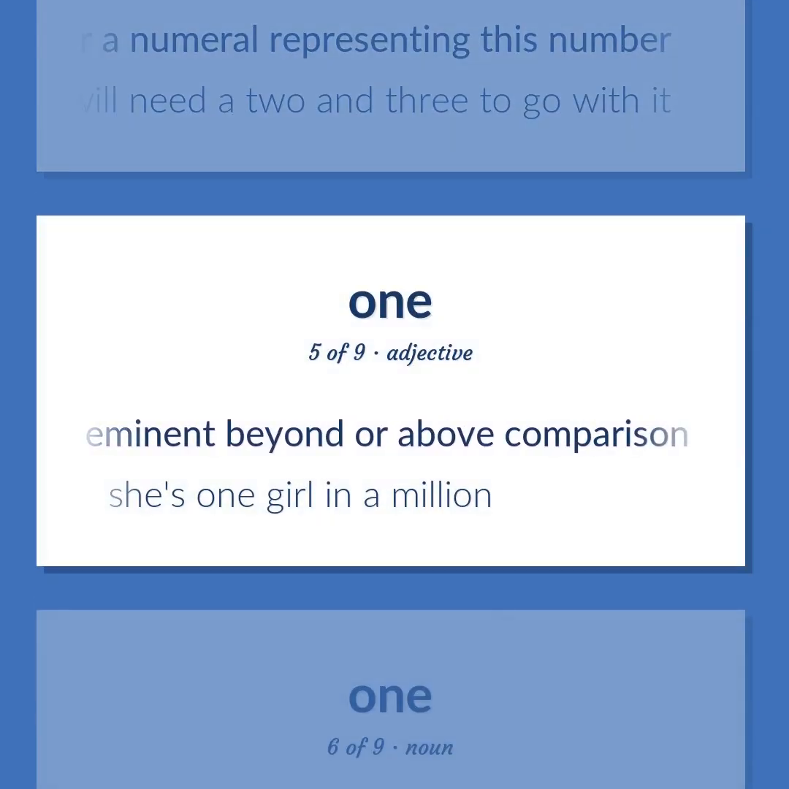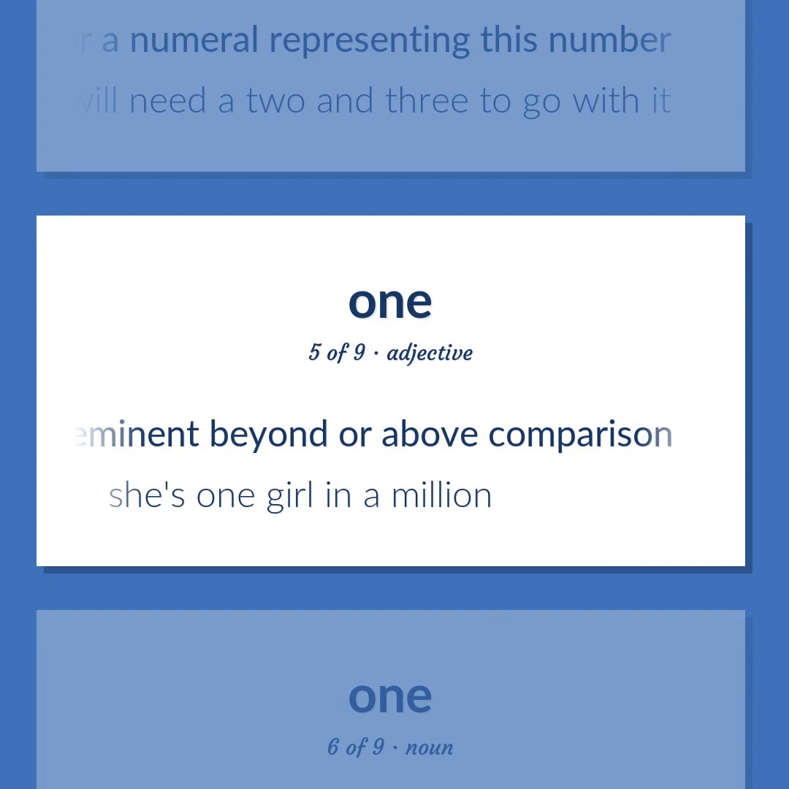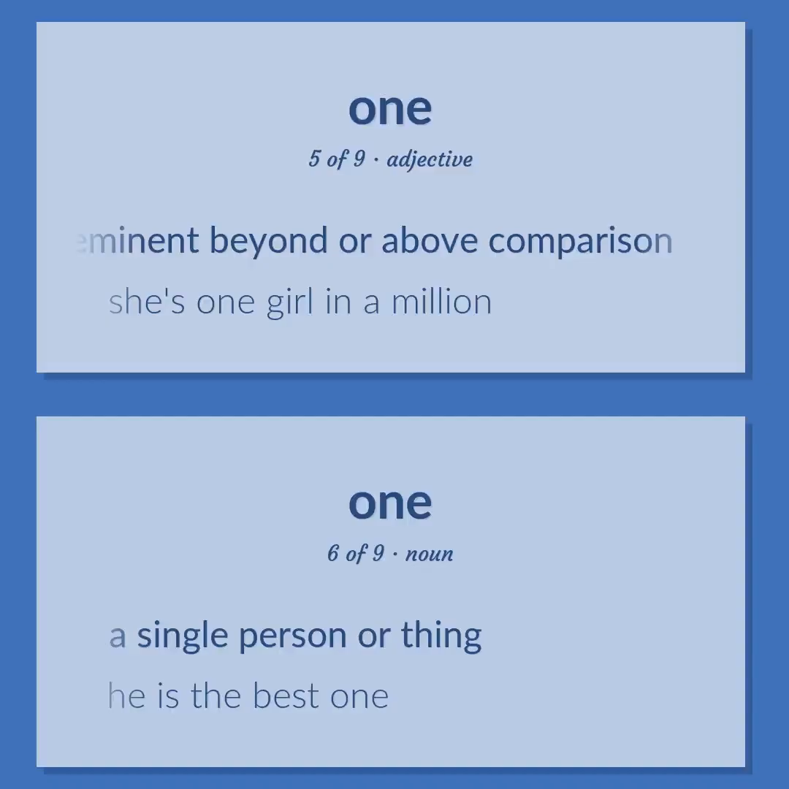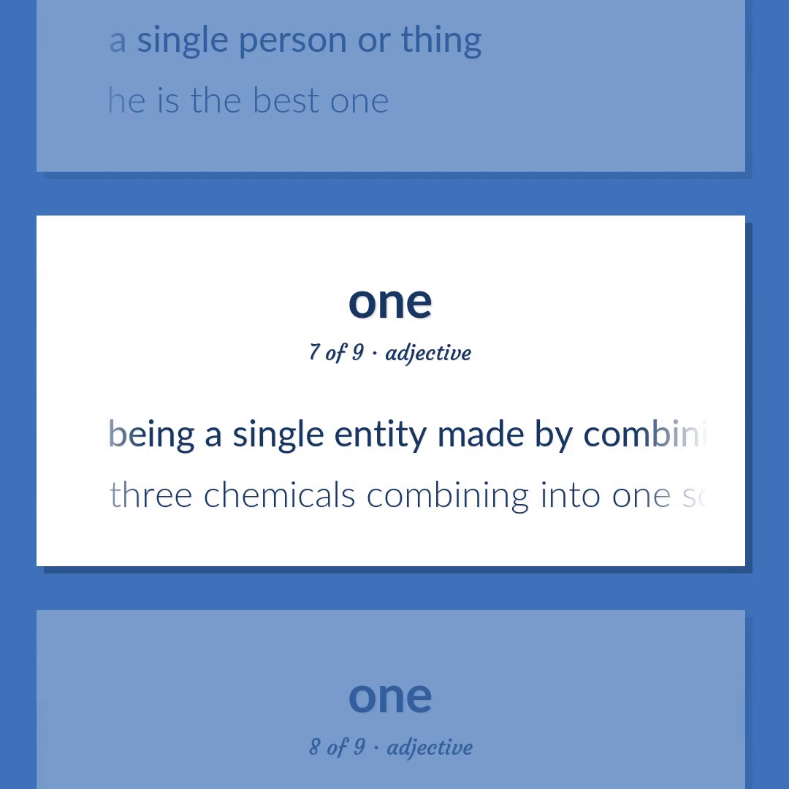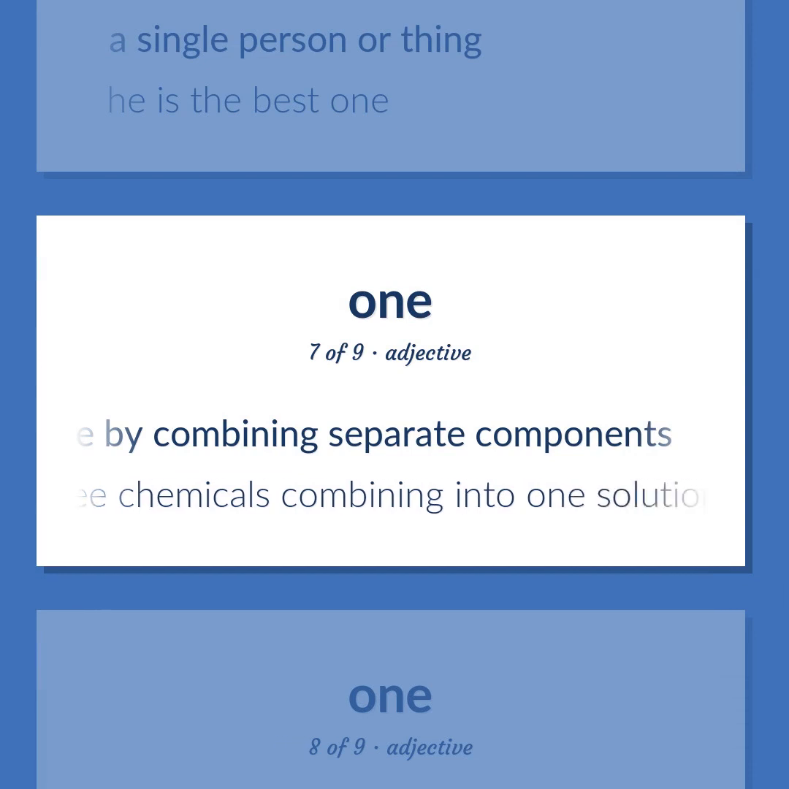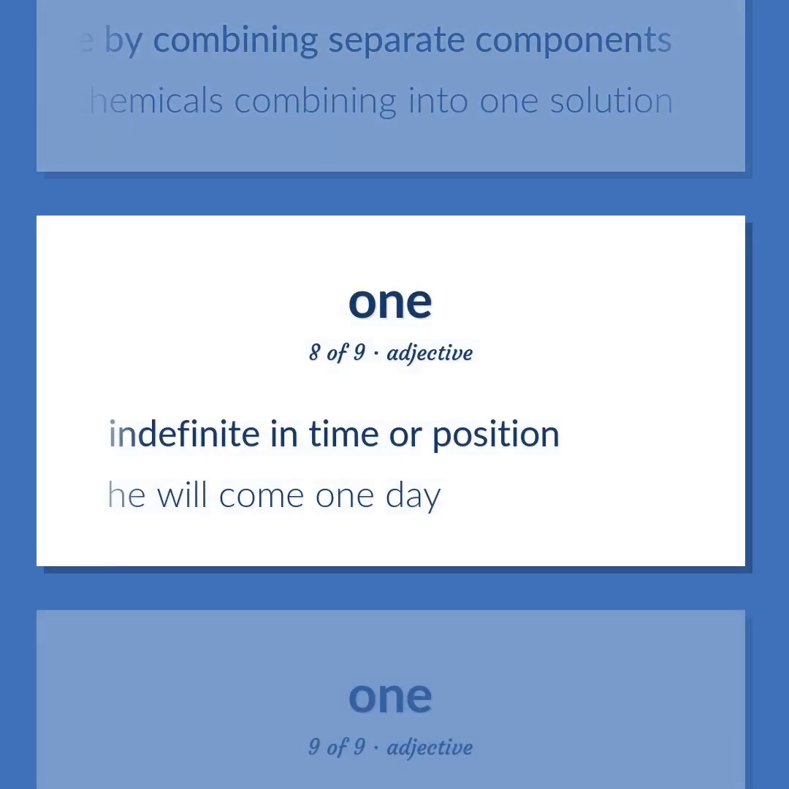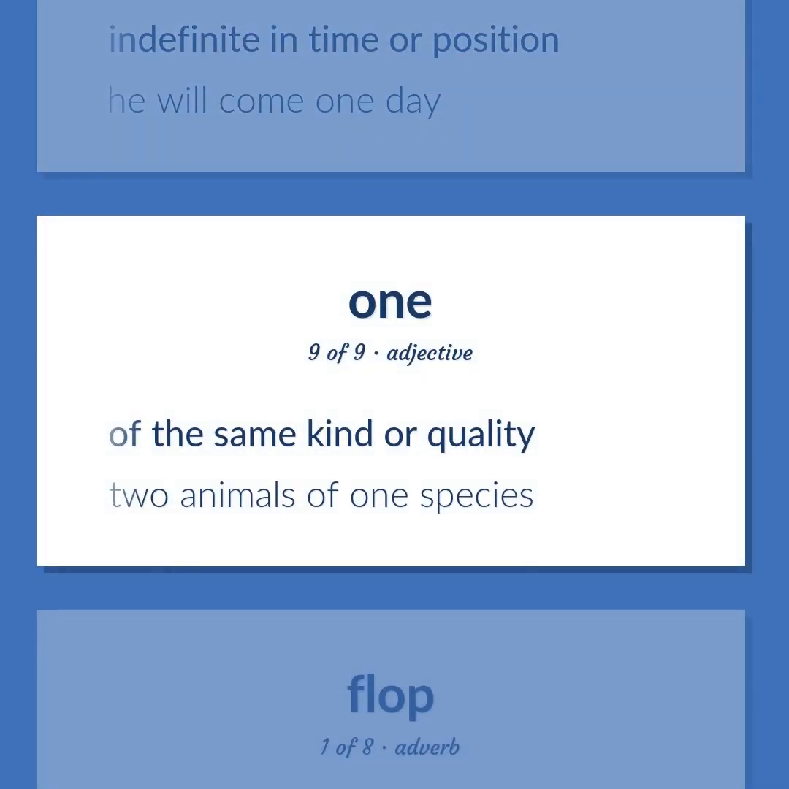Eminent beyond or above comparison. She's one girl in a million. A single person or thing. He is the best one. Being a single entity made by combining separate components. 3 chemicals combining into one solution. Indefinite in time or position. He will come one day. Of the same kind or quality. 2 animals of one species.